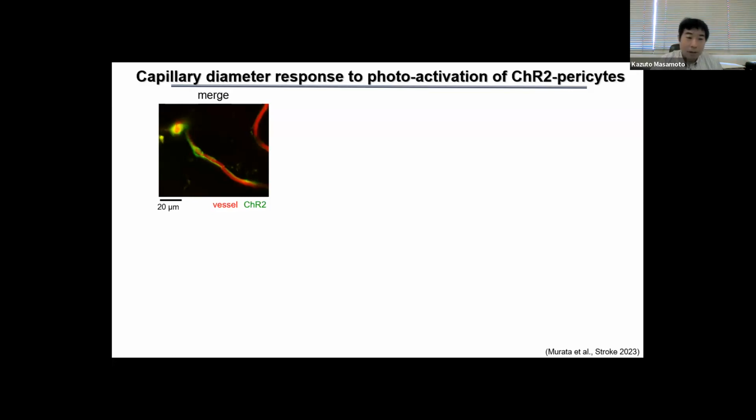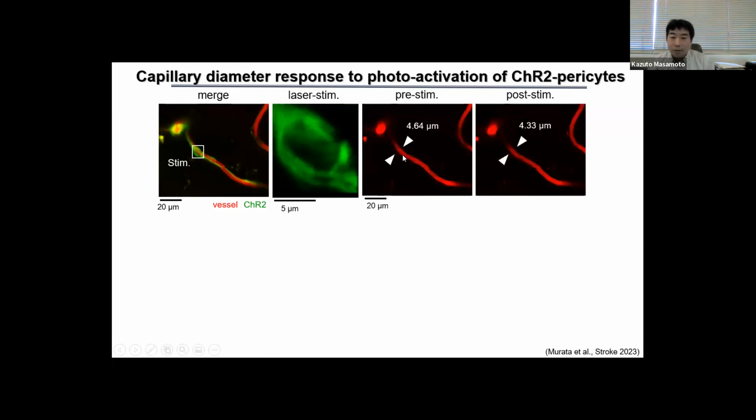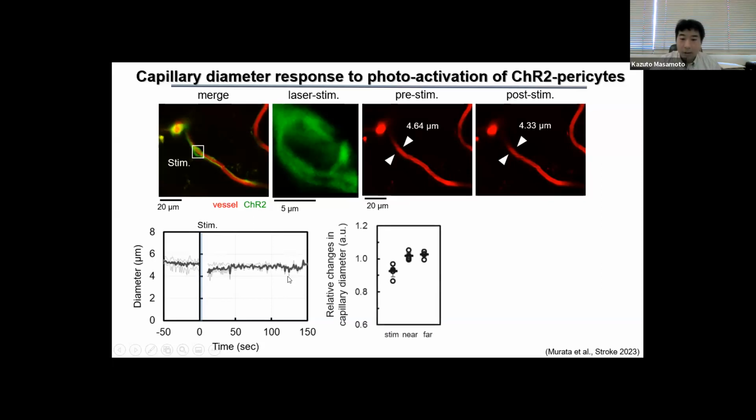So we use 2-photon microscopy to stimulate on a cellular basis. If you stimulate this pericyte and at the same time measure the capillary diameter in these capillaries, you see this consistently causes shrinking of the capillary at the location of the stimulated pericyte. This is the time course, and you can see only the stimulated site changes, while the nearby or far locations along the same capillary show no change. So the stimulation caused constriction only in the localized, stimulated area of the capillaries.